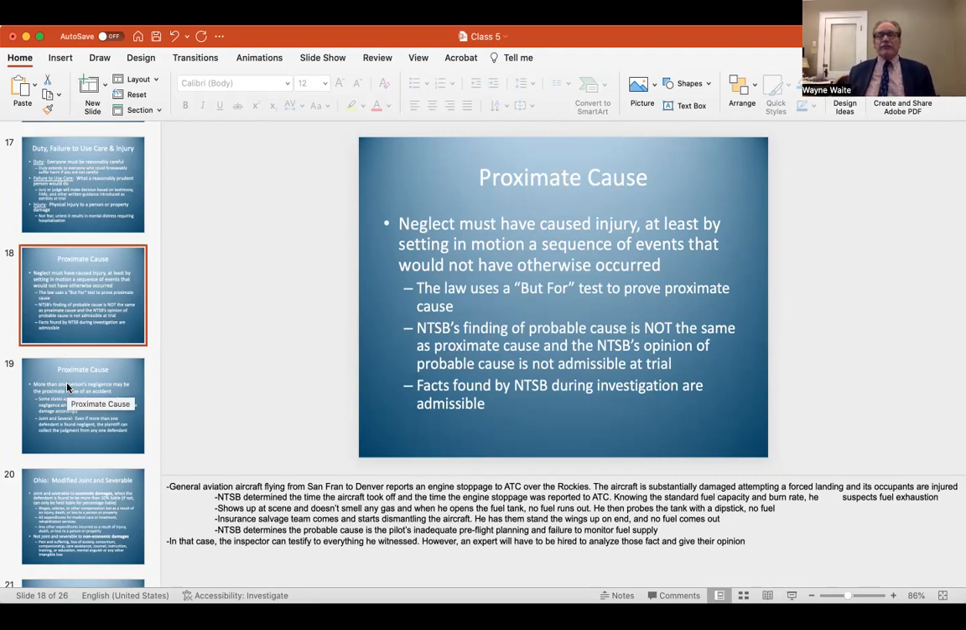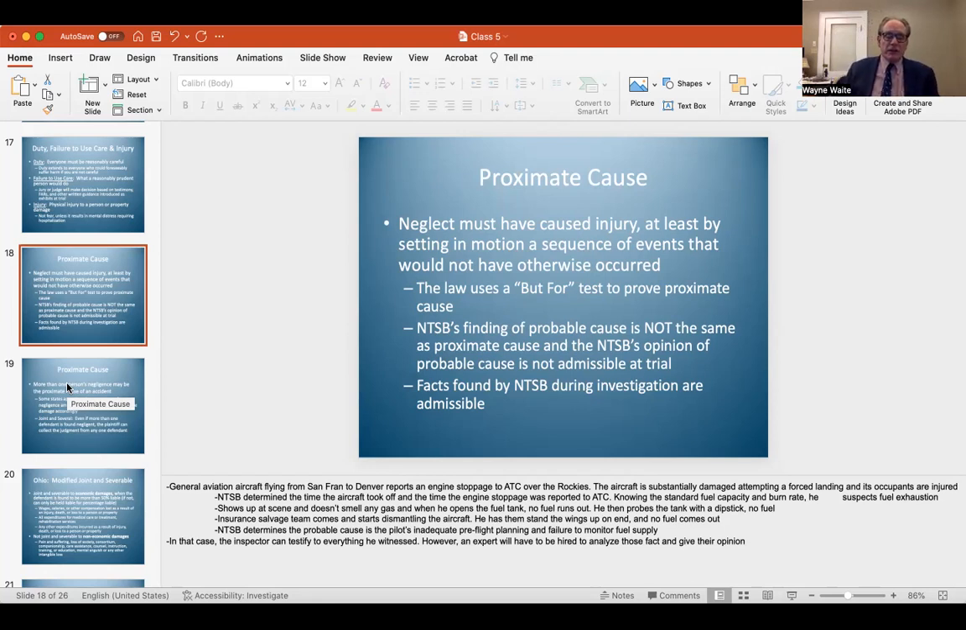A general aviation aircraft flying from San Francisco to Denver reports an engine stoppage to air traffic control over the Rockies. The aircraft is substantially damaged attempting a forced landing, and its occupants are injured. Now, the NTSB investigator establishes the time the aircraft took off and the time the engine stoppage was reported to ATC. Knowing the standard fuel capacity and burn rate, he suspects fuel exhaustion. He shows up at the scene and doesn't smell any gas, and when he opens the fuel tank, no fuel runs out. He then probes the tank with a dipstick, no fuel.